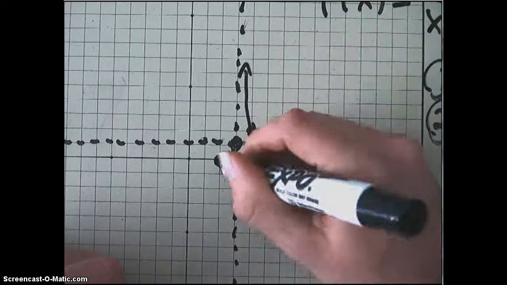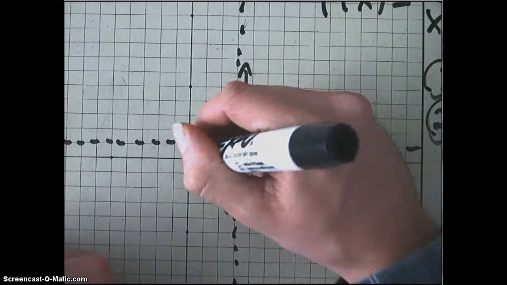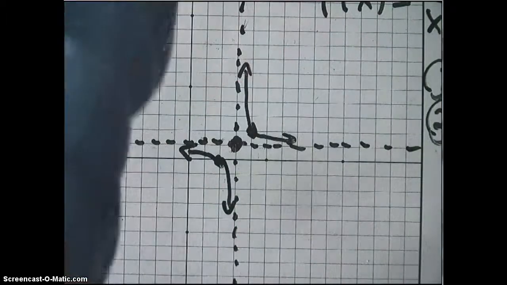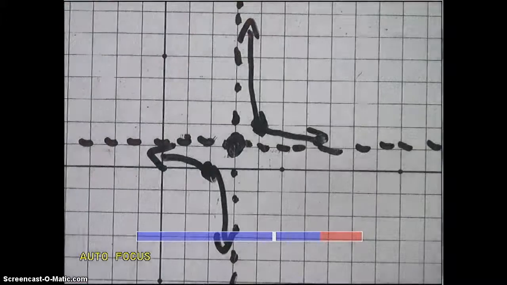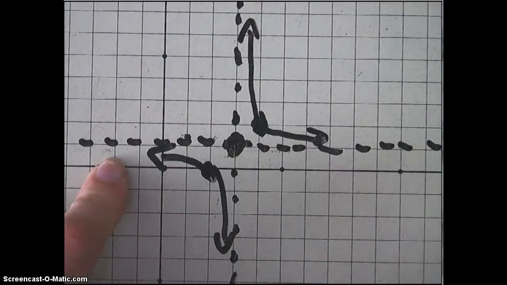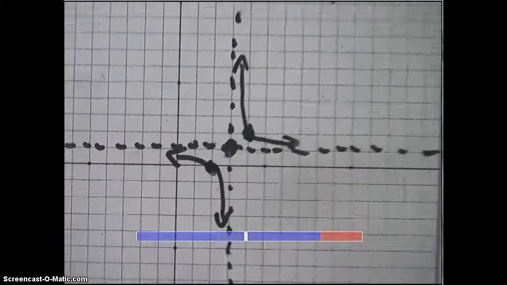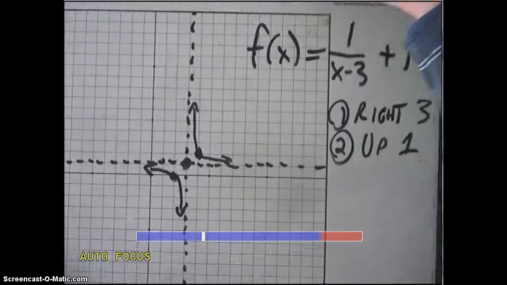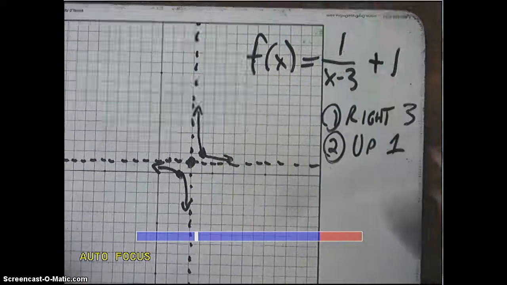approaching these asymptotes. So that's what that thing looks like. It's never going to quite touch these asymptotes, but it gets really close. So what if I wanted to know the domain and range of these things?